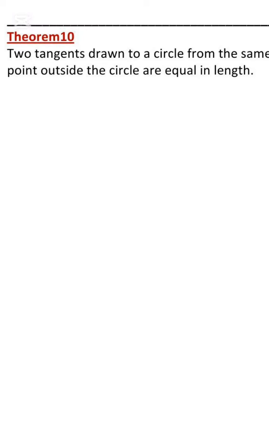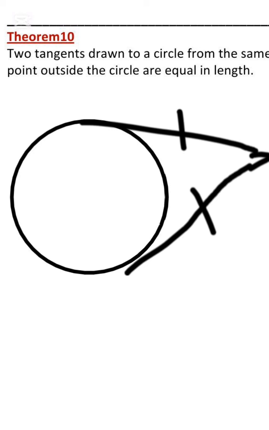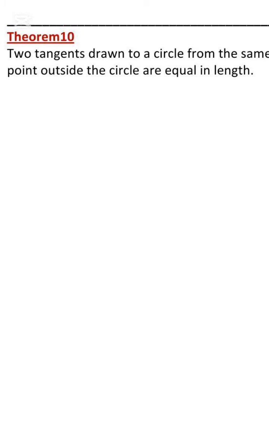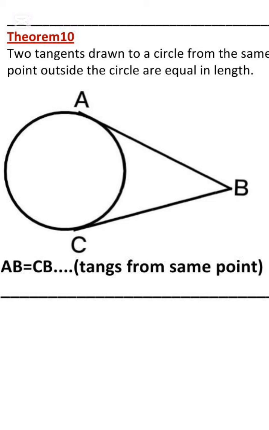Theorem 10. Two tangents drawn to a circle from the same point outside the circle are equal in length. This theorem means if you draw two tangents from the same point outside the circle, they will be equal in length, regardless of the direction they are drawn. Here we have our AB is equal to CB, and the reason is tangents from the same point. The point that we are talking about is point B.